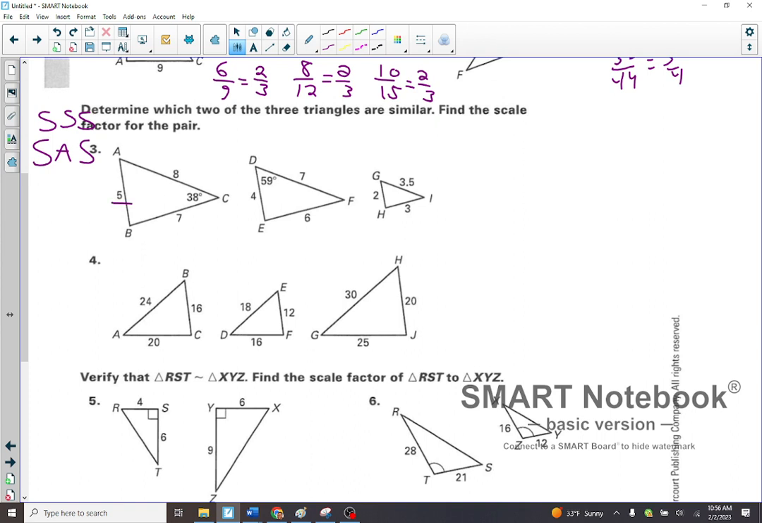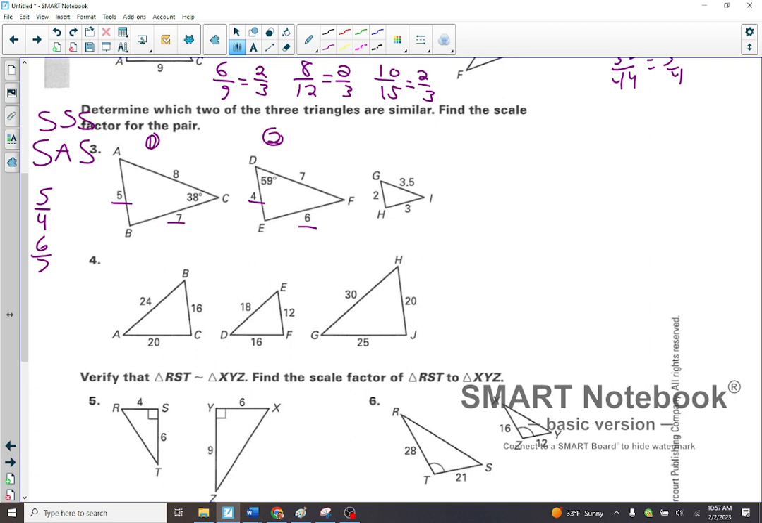So let's see. 5 goes with 4 because they're both small. Can I simplify? No. Medium goes with medium, so this one's 6/7. Can I simplify? No. But notice, they don't match. So if they don't match, this combo from triangle 1 to triangle 2 cannot work. Let's try triangle 2 with triangle 3.